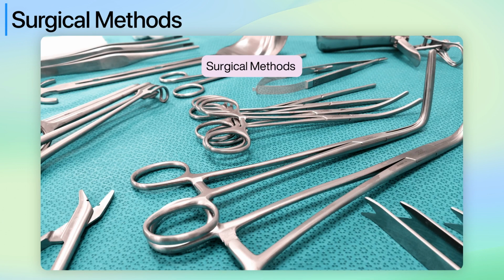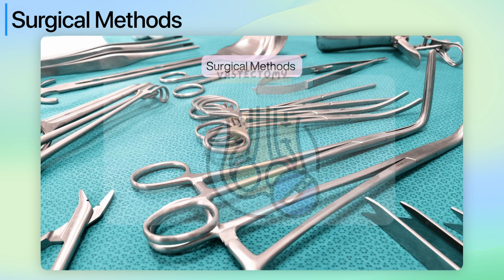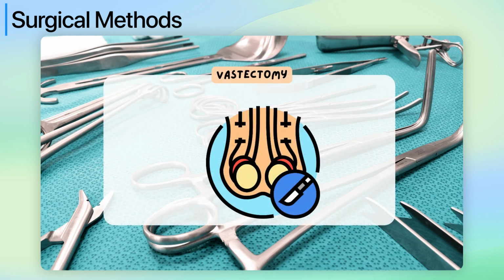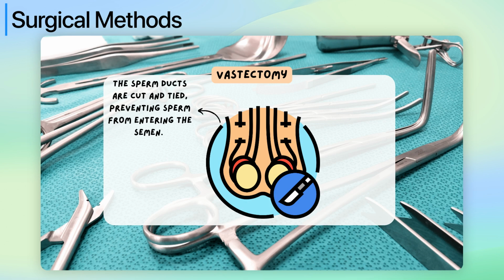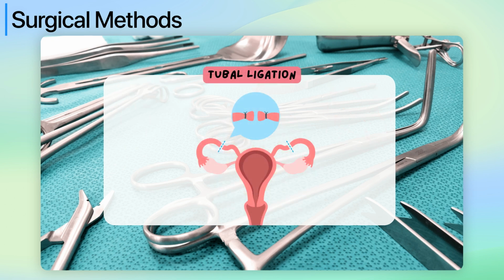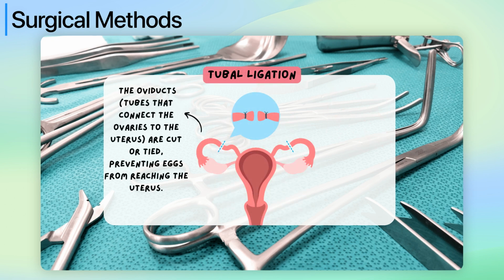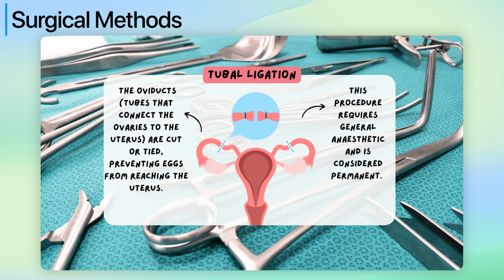For those seeking permanent solutions, surgical methods can be considered. One is a vasectomy. In this procedure, the sperm ducts are cut and tied, preventing sperm from entering the semen. A tubal ligation can be performed, in which the oviducts, tubes that connect the ovaries to the uterus, are cut or tied, preventing eggs from reaching the uterus. This procedure requires general anesthetic and is considered permanent.